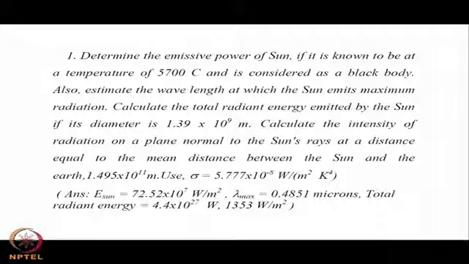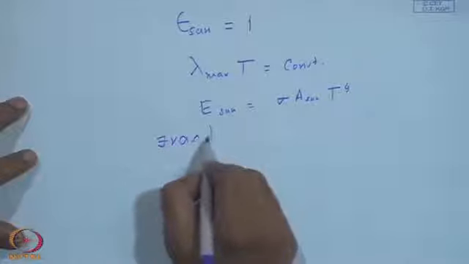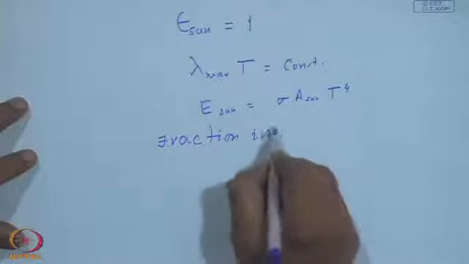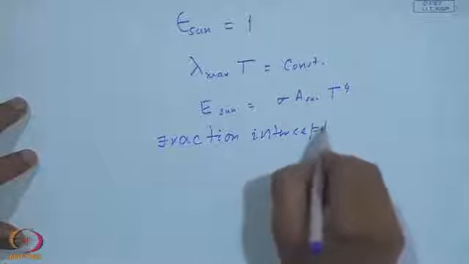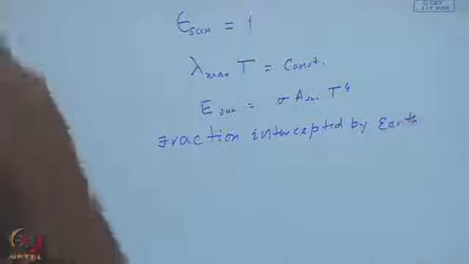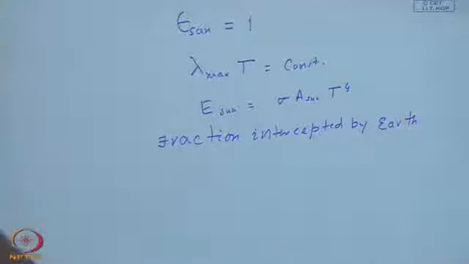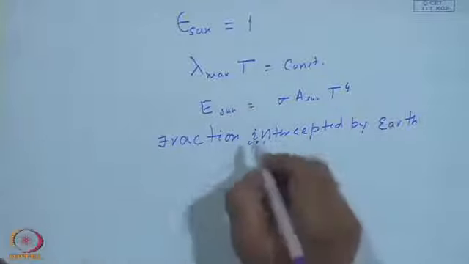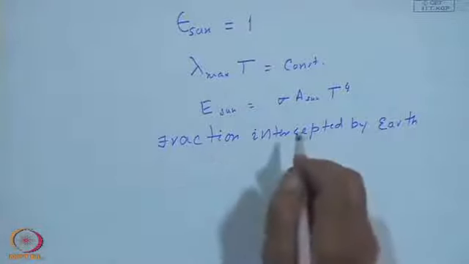So, the answers, if you plug in all the formula we have already given, E sun is 72.52 times 10 to the power 7 watts per meter square, and one more piece of information, the fraction of the energy intercepted by the earth. Can you guess how large or how small?